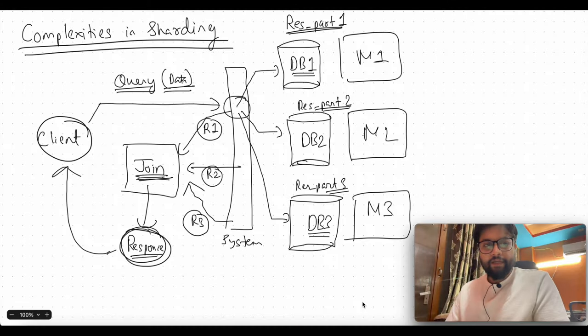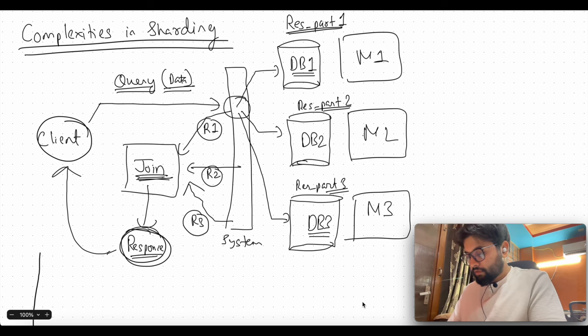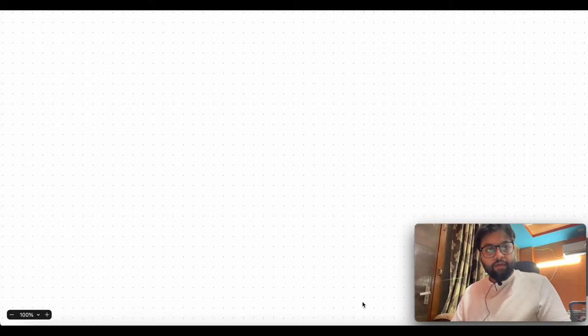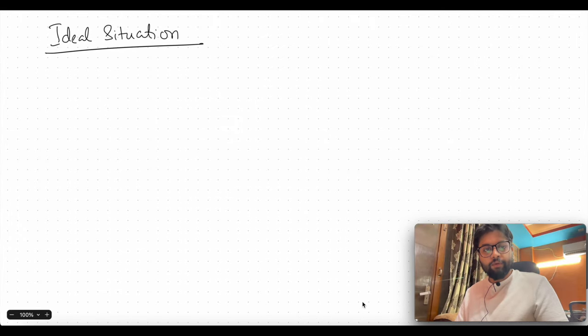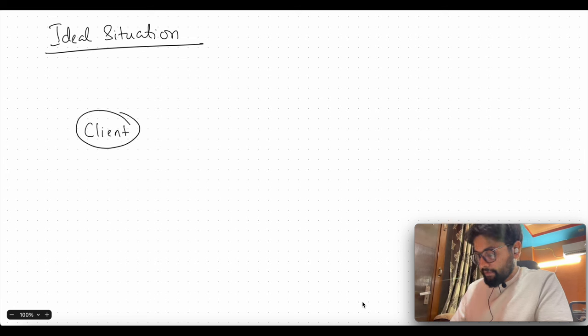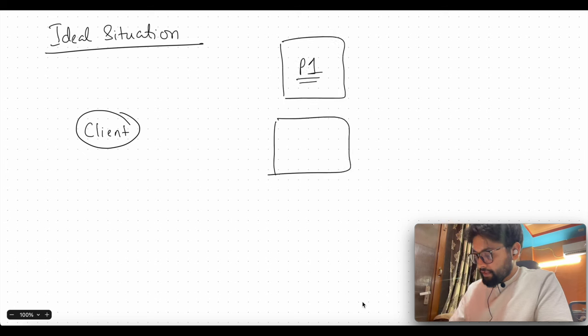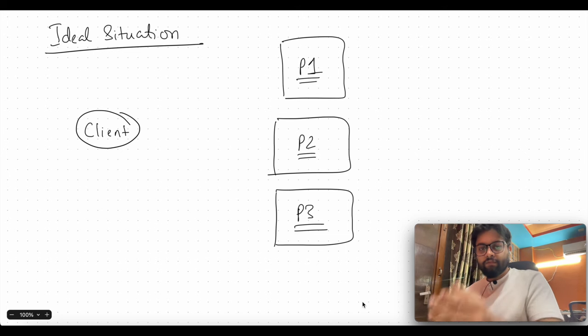Now let's understand one ideal condition that we can expect in sharding. I'll just scroll this a bit down. Let's look at an ideal situation here. By ideal situation, I mean that a client is trying to query a distributed or partitioned database. Suppose we have three partitions here: partition one, partition two, and partition three. It's very similar to what we saw previously with the database instance on one machine. I have just combined them into a single block, naming them partition 1, 2, and 3.